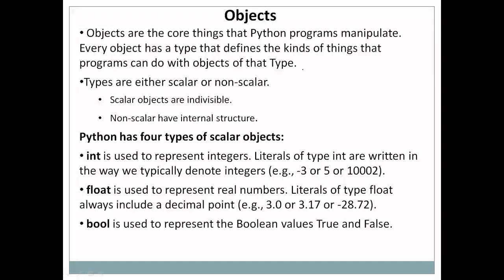Then we have a type that is Boolean, which is used to represent the values True and False. There is one more type, that is None, and it has a single value, and the value of type None is itself None. We will study this None later in the syllabus. So these are the 4 different types of scalar objects available in Python.